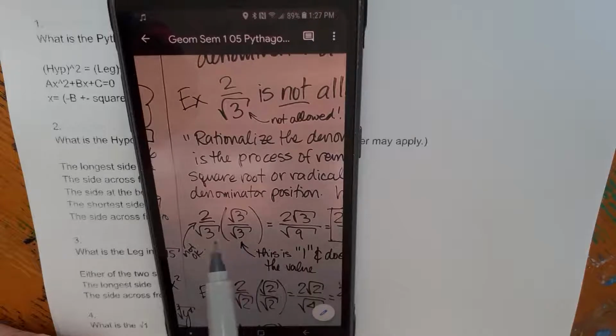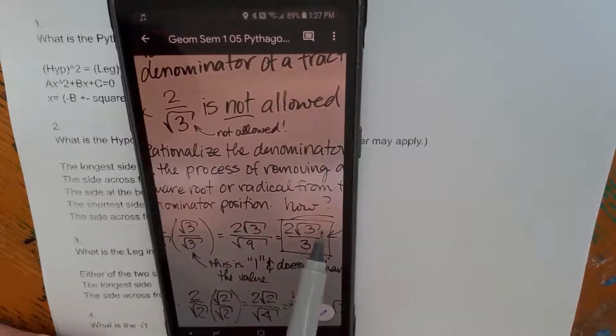Why did we pick square root of 3? Because that matches the denominator. Once we multiply square root of 3 times square root of 3, we get square root of 9, and that disappears and becomes 3. Notice this final answer does not have a radical in the denominator position. We're allowed to have one in the numerator. That's fine. So we're going to do a few of those.